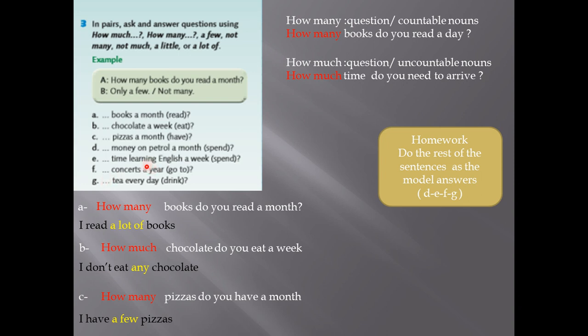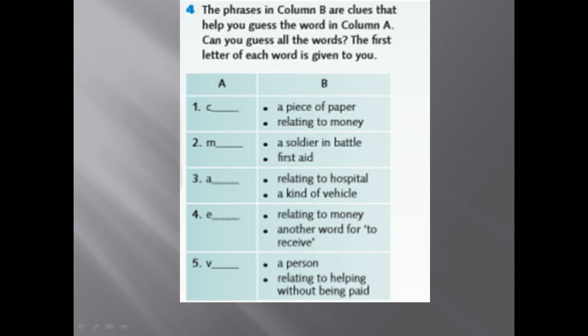So do these sentences, make a question by using how many and how much, then make a suggested answer. اعمل لي جواب مقترح لكل سؤال, then you send them back. ابعت لي إياهم مرة تانية الإجابات. Let's go to the next slide.